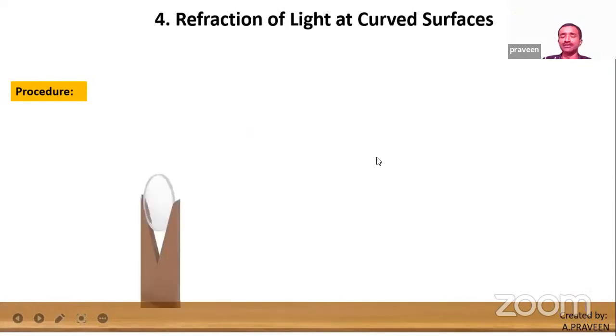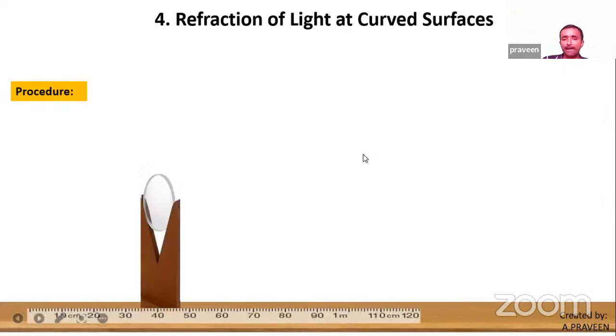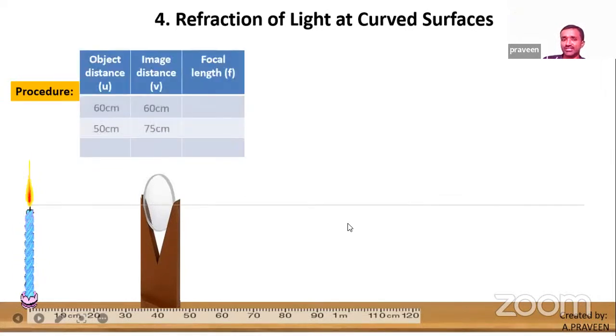Actually, we are not disturbing the setup; on the table, I adjusted. The object is now shifted to 40 centimeters, so 40 centimeter distance from the lens. Then note down the object distance in the table. Noticed. Then what to do? Move the screen.